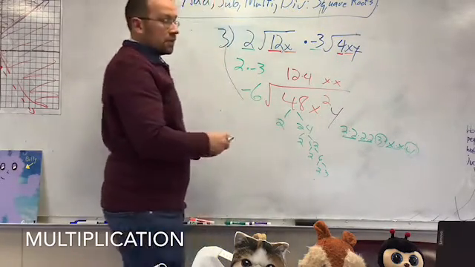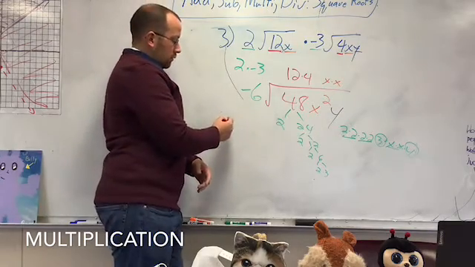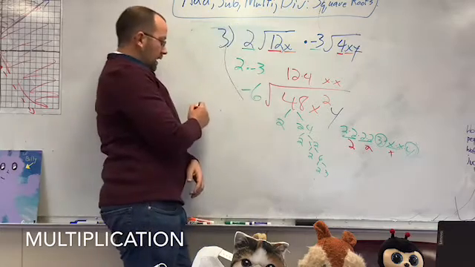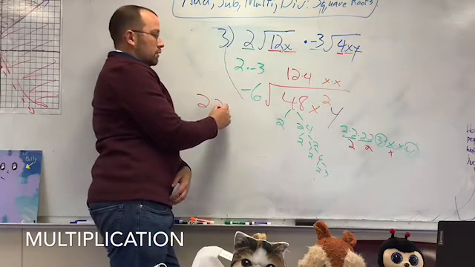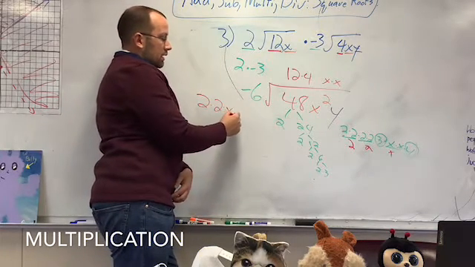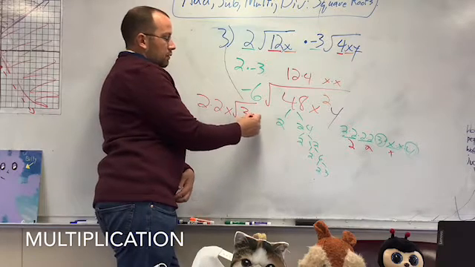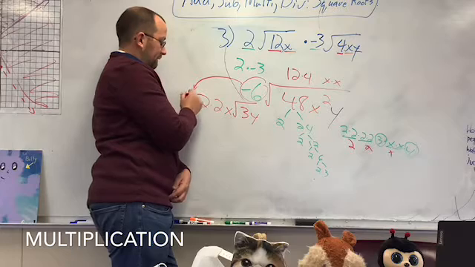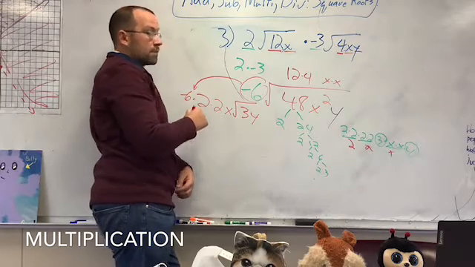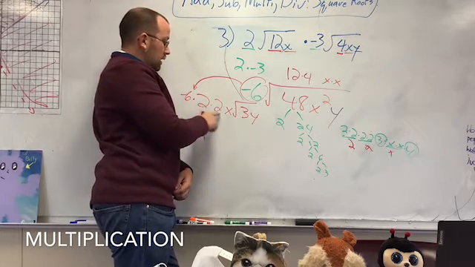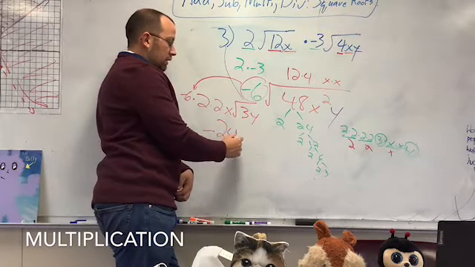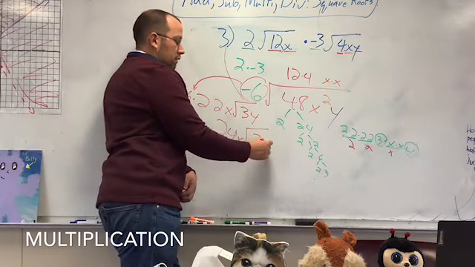So I'm going to come back over to this side. On the outside, I have 2 times x. Inside, I have 3y. I can't forget this though. I have to put the -6 out there too. So 2 times 2 is 4, times -6 is -24x square root of 3y.